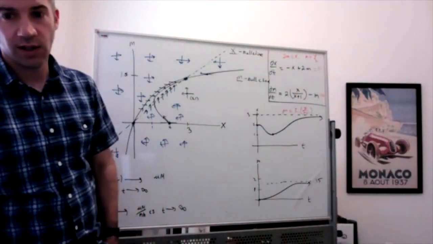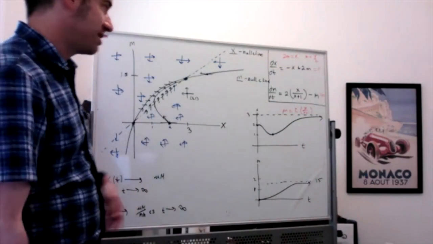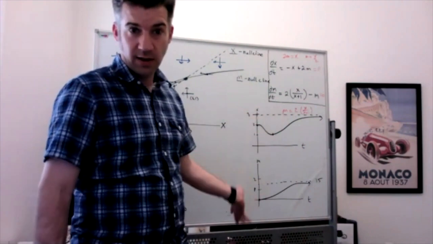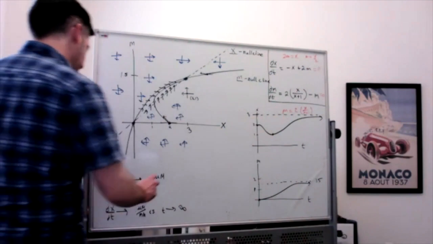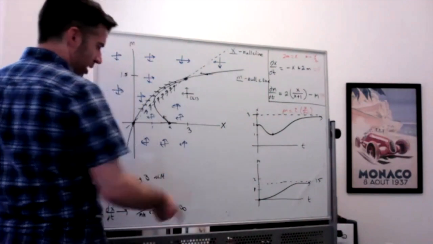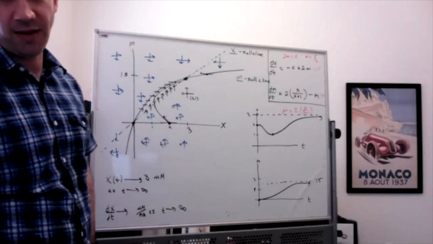And then the last question, what is the concentration of protein X in the long run? Well, X is getting closer and closer and closer to 3, and X is representing the concentration of protein. So X would be 3, whatever the units are there, micro, I don't know what the capital M is supposed to stand for.